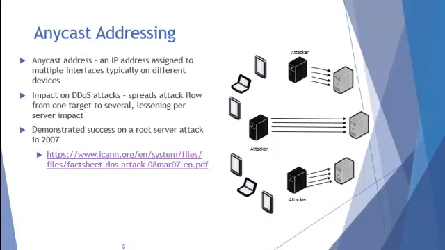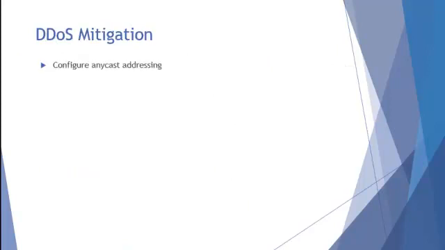There's been demonstrated success of Anycast addressing on the root server attack in 2007, and I invite you to check out that PDF from the 8th of March 2007 attack, which provides a nice readout of the attack and how Anycast addressing helped to mitigate that attack. So certainly that's one way you can help to mitigate your denial of service attacks: configure Anycast addressing.